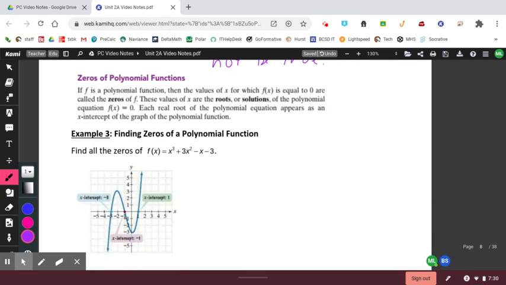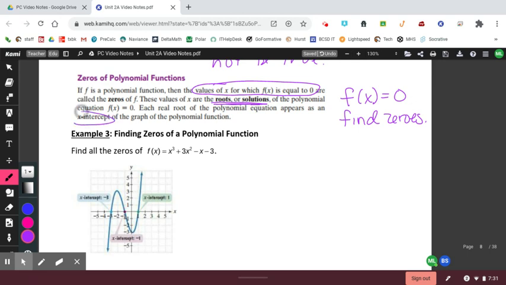All right, when we're talking about polynomial functions, you want to also talk about their zeros. A polynomial function where the values of x give you f of x equal to 0. So when f of x is equal to 0, you find your zeros. These values of x are called the roots or solutions of the polynomial equation f of x equal to 0. Each real root of the polynomial equation appears as an x-intercept. So a real root of a polynomial equation appears as an x-intercept on the graph.